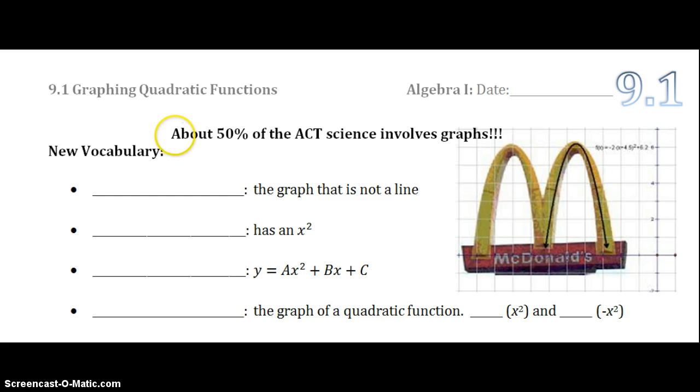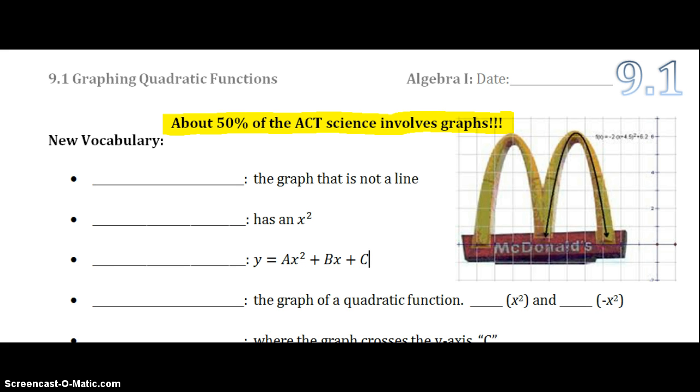This first little note about the ACT doesn't mean a lot to you guys right now, but remember this for the future, that about 50% of the ACT, especially the science part, involves graphs. So maybe that'll make you perk up and listen a little bit as we talk about graphing quadratic functions.